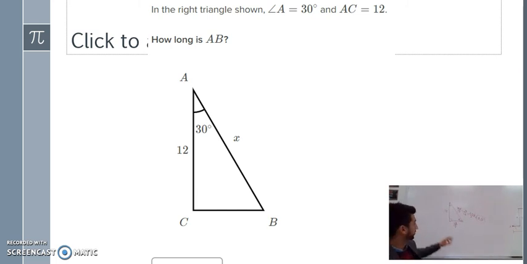So important to remember with 30-60-90s, the side opposite the 30 is always going to be x, or your base unit. And then to get from the short leg to your long leg, you multiply by the square root of 3. Sometimes you have to do that in reverse, though.